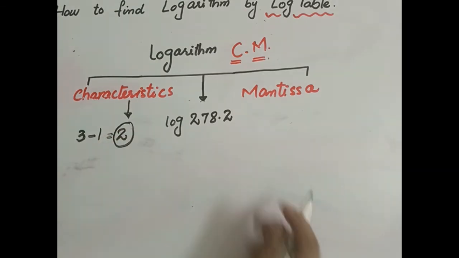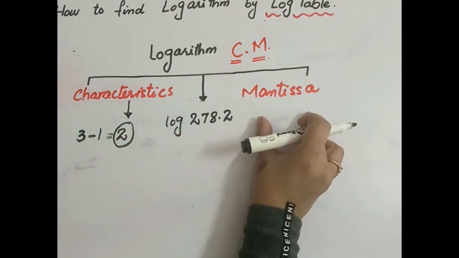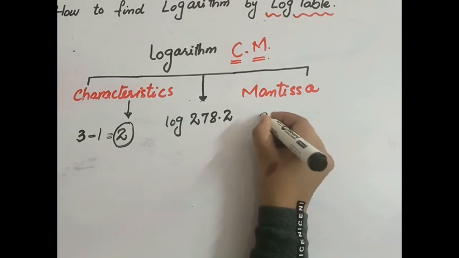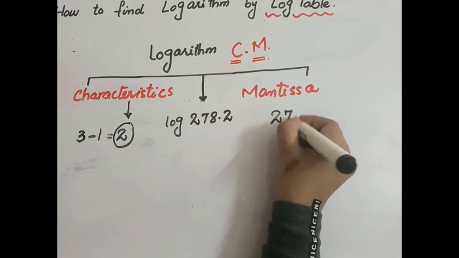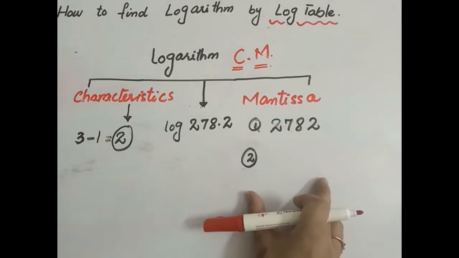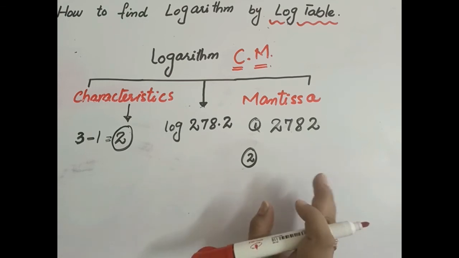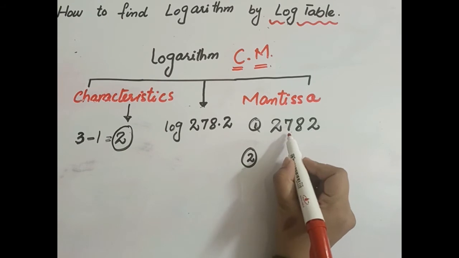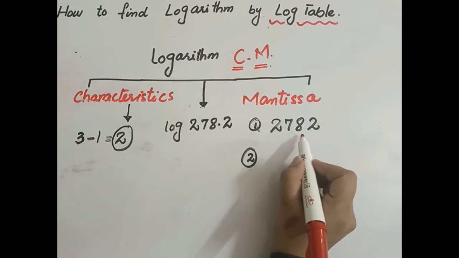Now we are going to find the mantissa. For the mantissa, first of all we have to forget about the point and consider it as the number 2782. Afterwards we have to look up these numbers in the log table. Before that, we have to understand the log table and how we are going to look up the numbers in it.